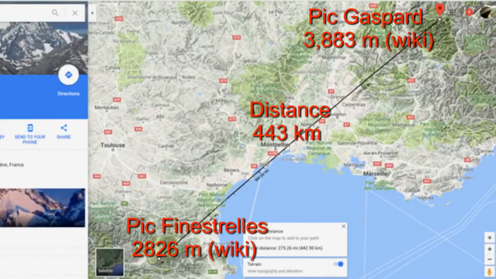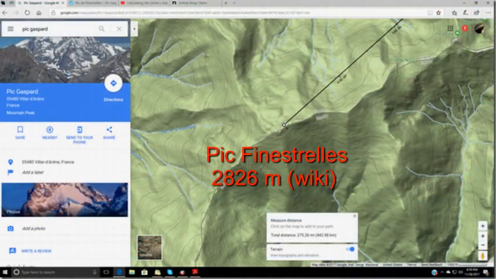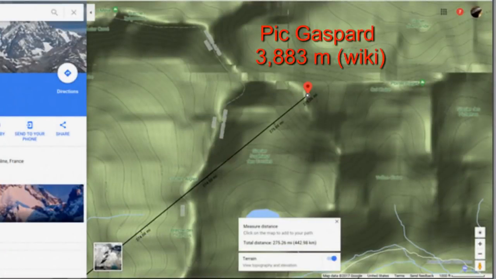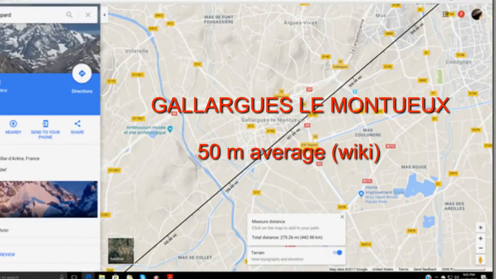Here is my screenshot of Google Maps showing the two mountains and the distance. This is a detail of Peak Fenestrelle, and its elevation is 2,826 meters, and I'm using the Wikipedia data throughout. Here is a detail of Peak Gaspard, and its elevation is 3,883 meters.